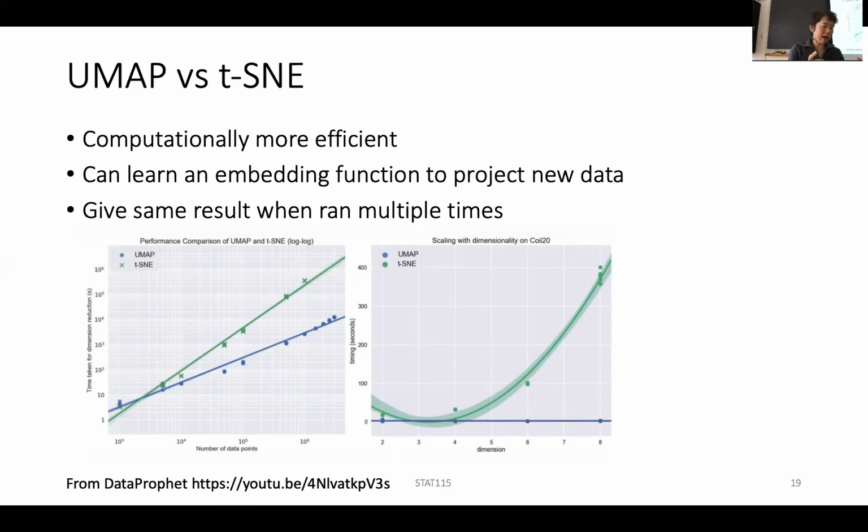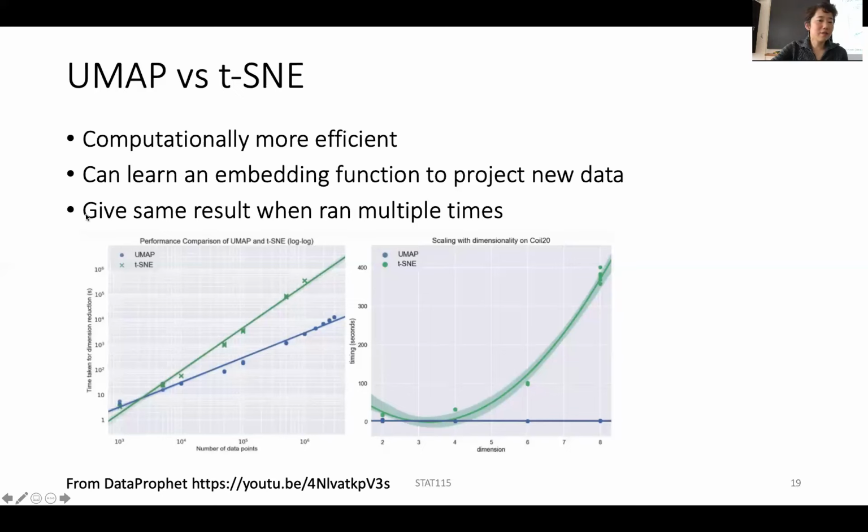Okay, and also the advantage of UMAP is it does learn an embedding function. And so if you have, say, one sample that you already have the embedding for and you want to add new data, you can use the same projections on this new data to project the new sample onto your old samples, and you can visualize them together.